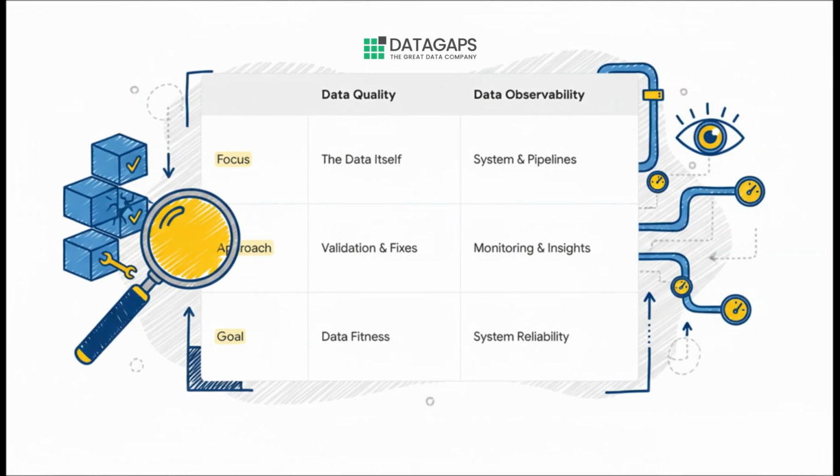And here it is in a nutshell. Data quality is all about validation and then fixing what's broken. The goal is just correctness. Data observability is about monitoring the system and getting insights. Its goal is system reliability. You see the pattern? One is playing catch-up, and the other is trying to see into the future.